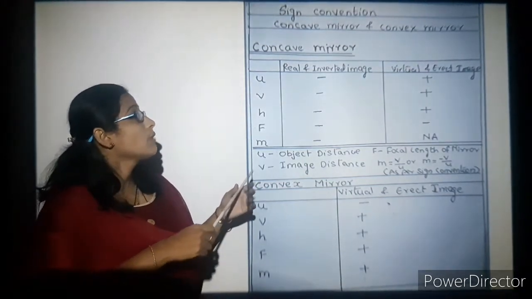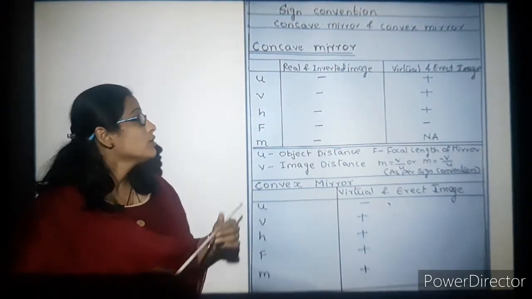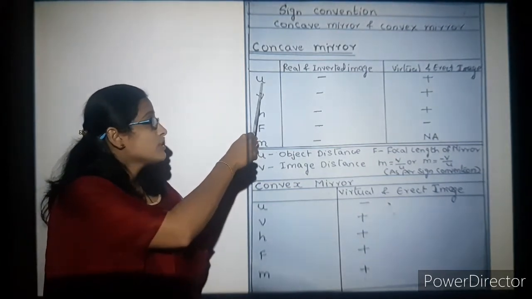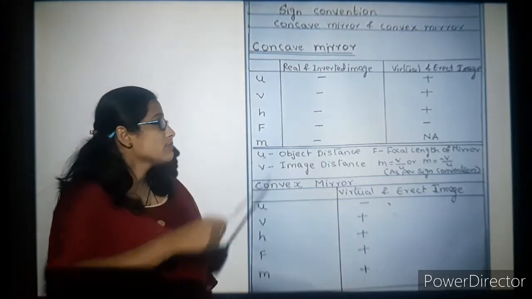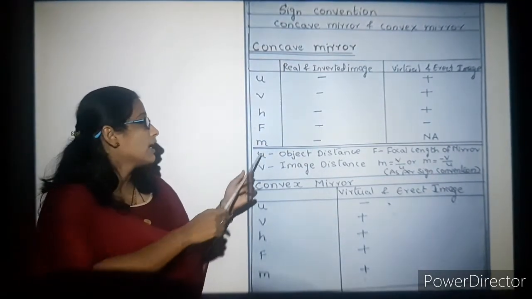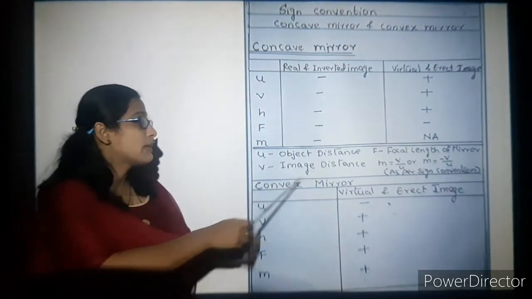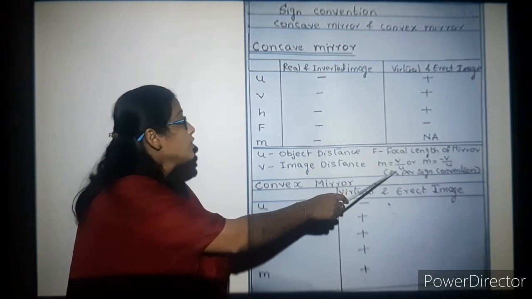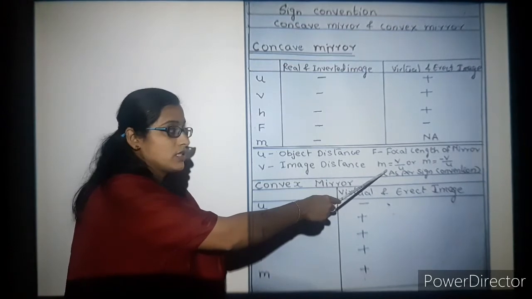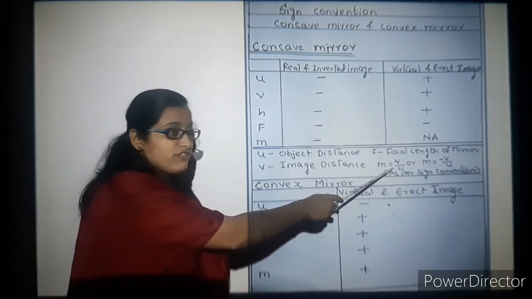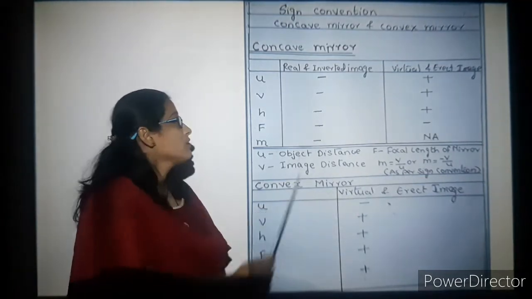When we come to the concave mirror with a virtual and erect image, you can see that object distance U is positive, V is positive, H, that is height, is positive, focal length is negative, and magnification here is not applicable. So what is magnification? We can see V by U, where V is the image distance and U is the object distance.